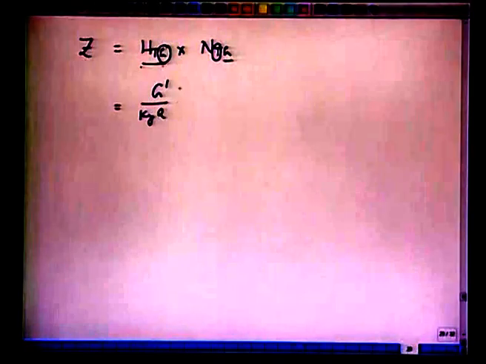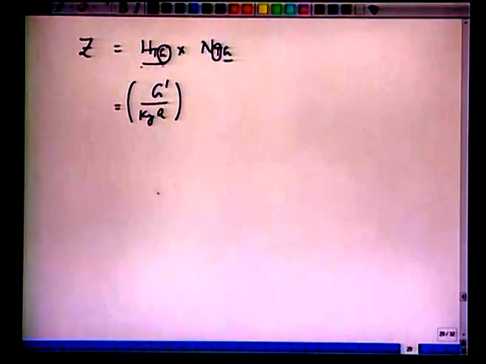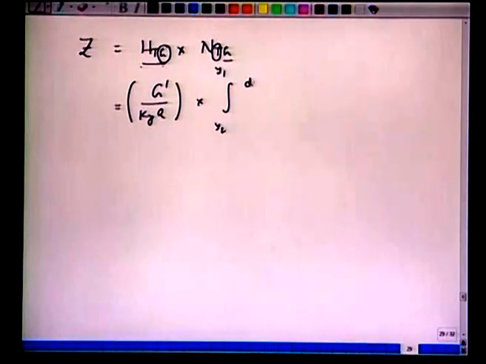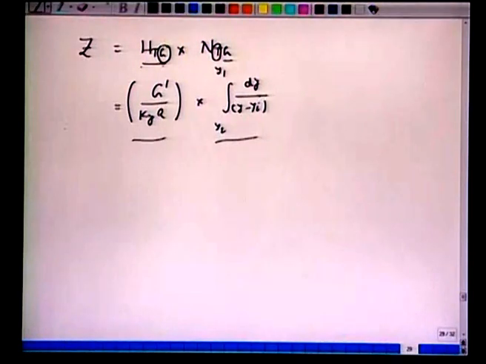This equals HTG multiplied by NTG, where HTG is G prime over ky a. So, 1 minus yi is approximately 1, so that is what we have here, and NTG is integral y2 to y1 dy over (y minus yi). So, now we have the quantity for NTG. Based on this, we can get the height of this column in terms of meters.